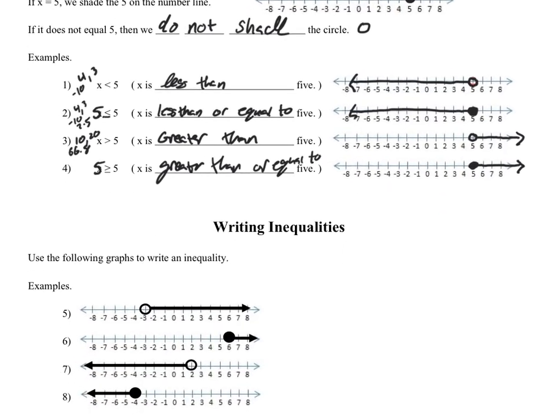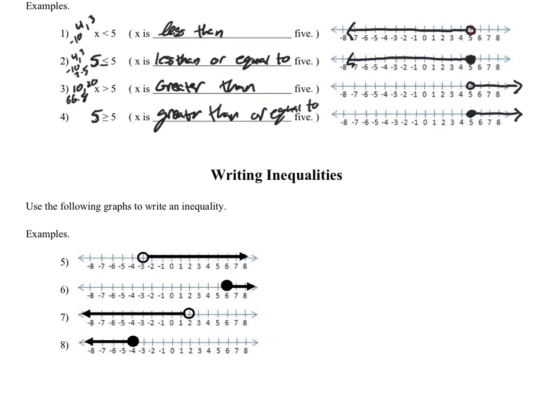Now let's take a look at reversing this process. So instead of being given an inequality, what if we're given a graph? So one thing we noticed above is that the dot is always on the value that is displayed in the inequality. So here, the inequality is always less than 5, less than or equal to 5, and our dot is always on 5. So when we start to write these, on the right-hand side, it's just going to be the value where our dot is, whether it's open or closed.